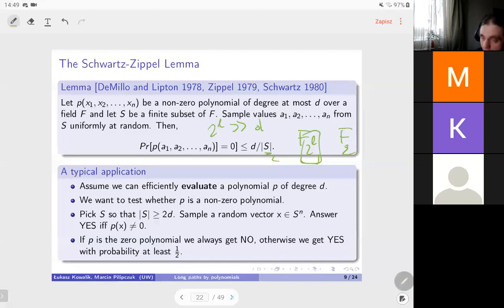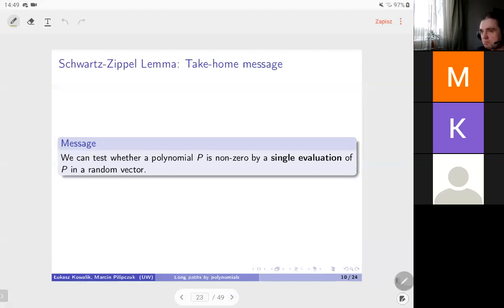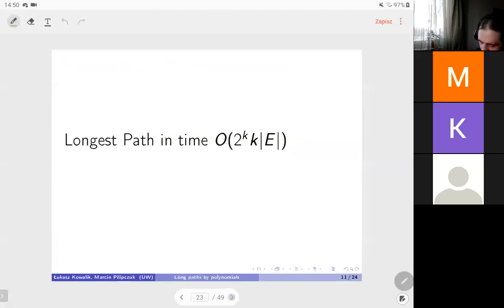Okay, so that was the tool. The take-home message from this lemma is that if you have a polynomial and you want to know if it's zero or not, just evaluate it on random arguments. And this is an excellent test as long as the randomness is over a large enough set, much larger than the degree of the polynomial. That's it. Okay, so now let's move to longest path.